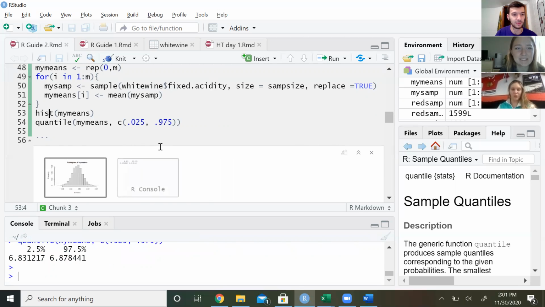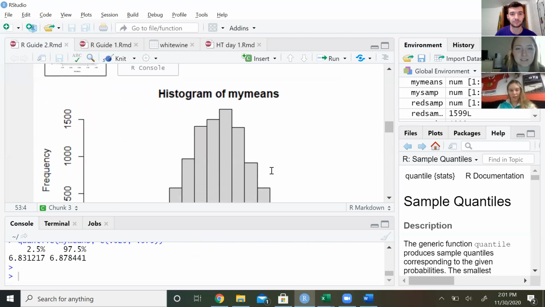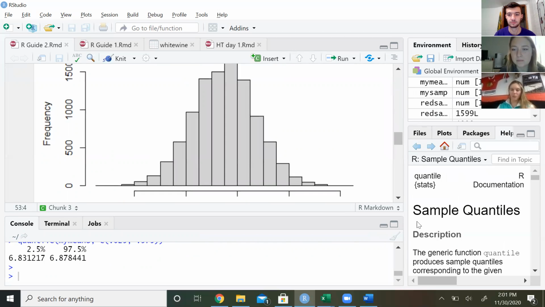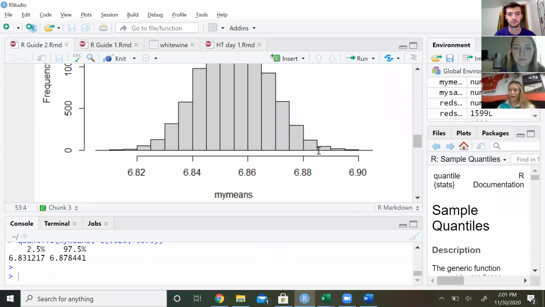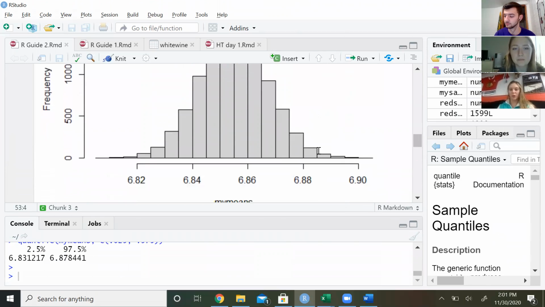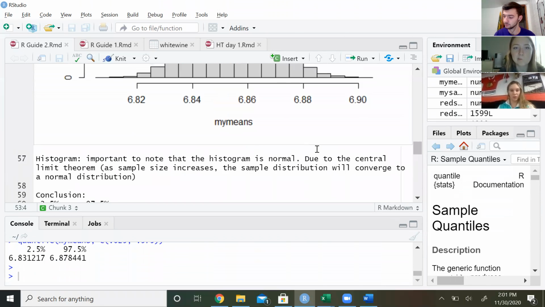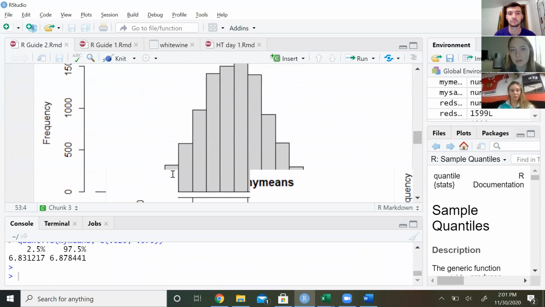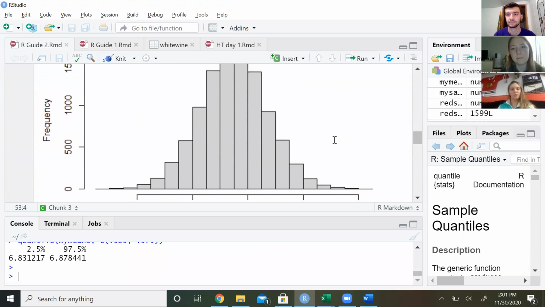It's important to know, once we see the histogram here, that we do have a normal histogram. And this is because once we bootstrap the data, we use the central limit theorem to converge the data to a normal distribution. So you can take data of any kind, and once you use the central limit theorem, it converges the data to a normal distribution. As our sample size increases, the sample distribution will converge to this normal distribution that we see here.